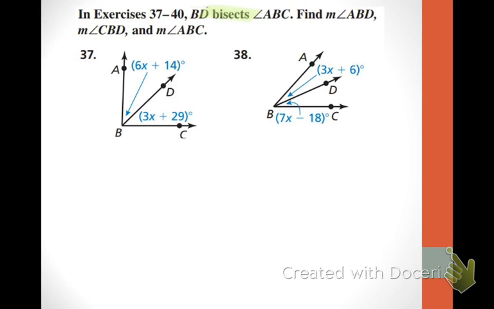So, if it is bisected, that means that the measure of angle ABD is equal to the measure of DBC. Because that's literally the definition of bisect, that these two angles will be congruent to each other. They'll be equal measures. So here's what we do. In this problem, what is the measure of ABD? 6x plus 14, so that's what we're going to plug in.